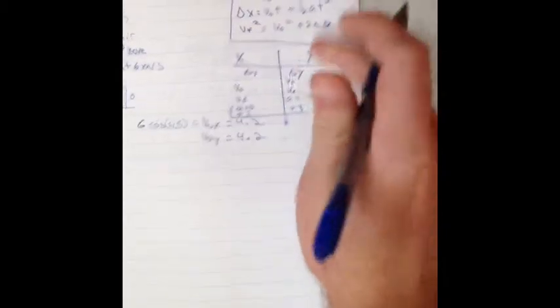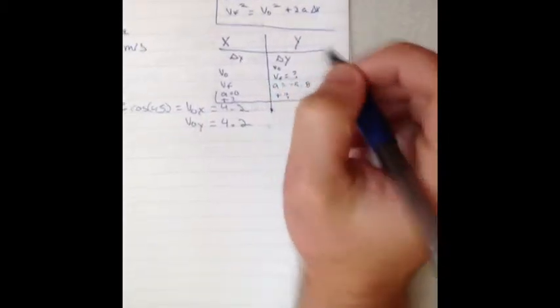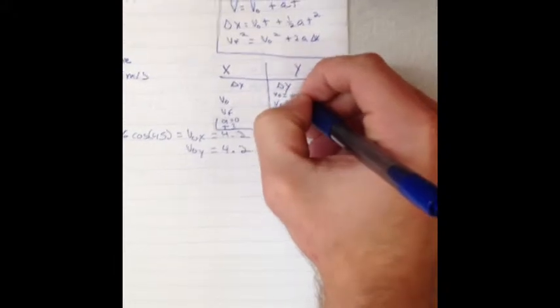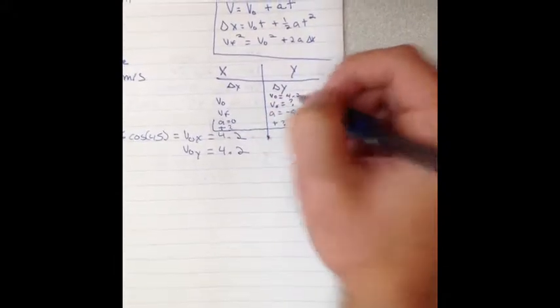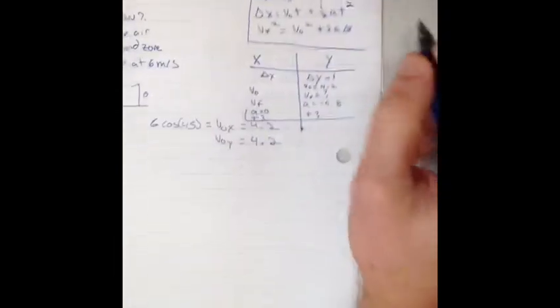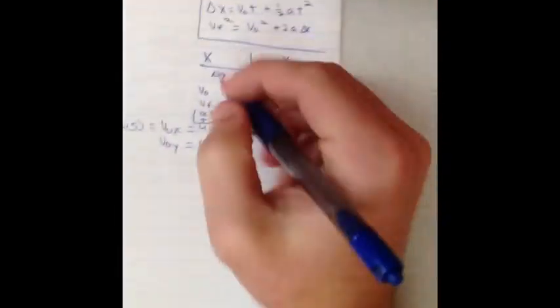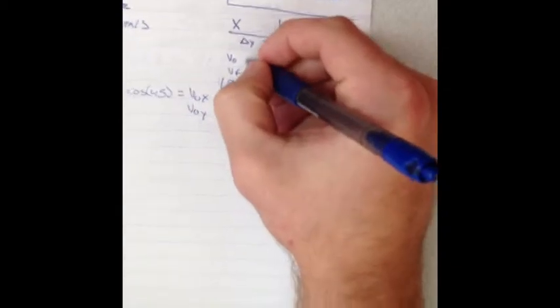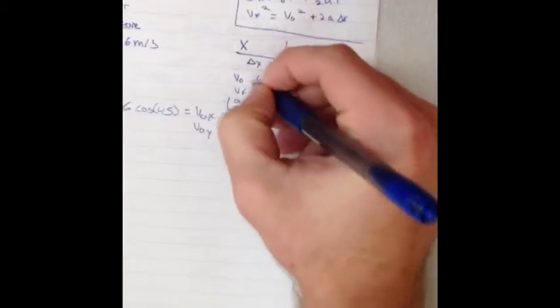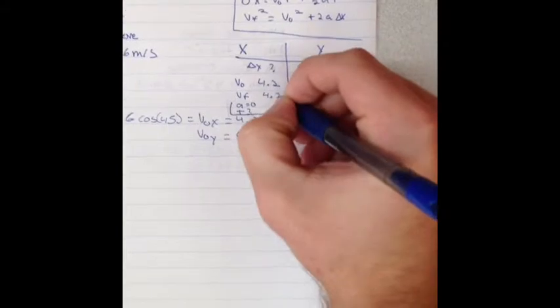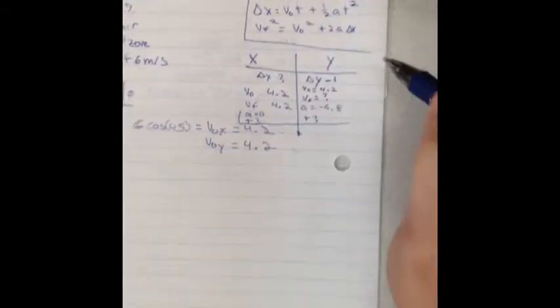Velocity final for y we also do not know. Velocity initial for y we do know, which is 4.2. And delta y is negative 1, because he's 1 meter in the air and he's going to fall to the ground, which is 1 meter below him. Delta x is what we are finally looking for. That's our goal. Velocity initial for x is going to be 4.2 as well, and because there's no acceleration, it's also going to end at 4.2 meters per second.